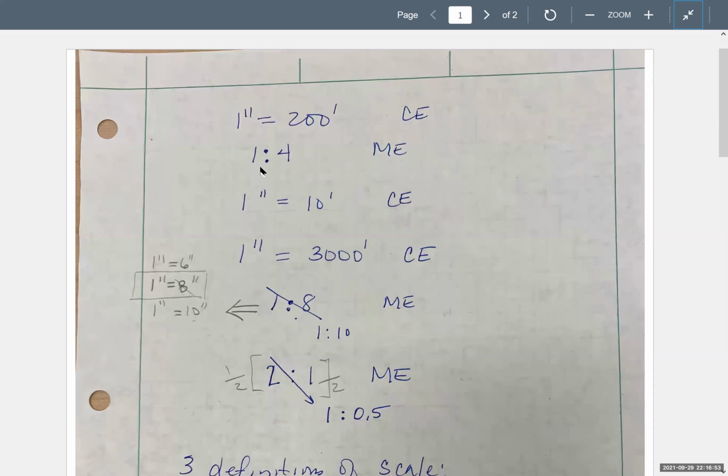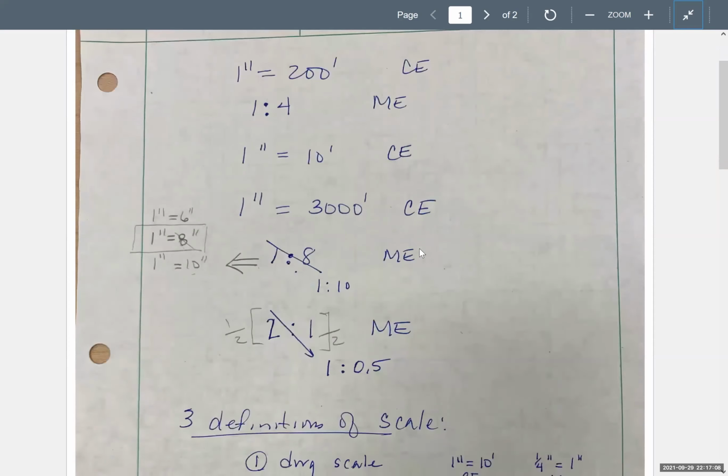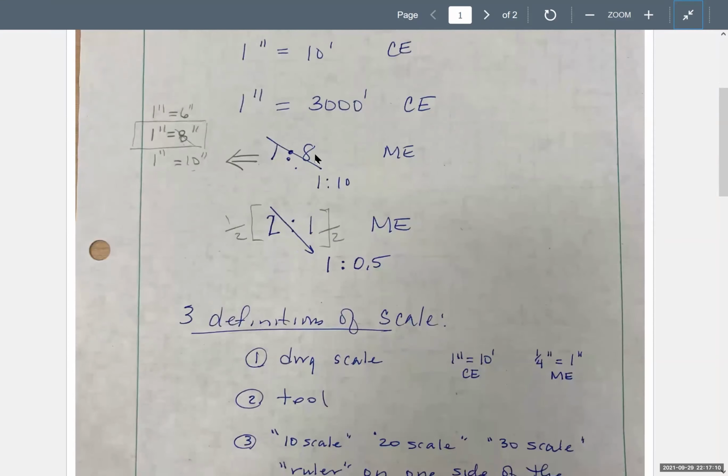That one, the scale is 1 to 4, which would be 1/4 of an inch is equal to 1 inch. Great. And what about this one? That one, we're also using the unit of feet again. This one too. Same with that one. Okay, and this is ME, right? 1 to 8. But we can't use 1 to 8.